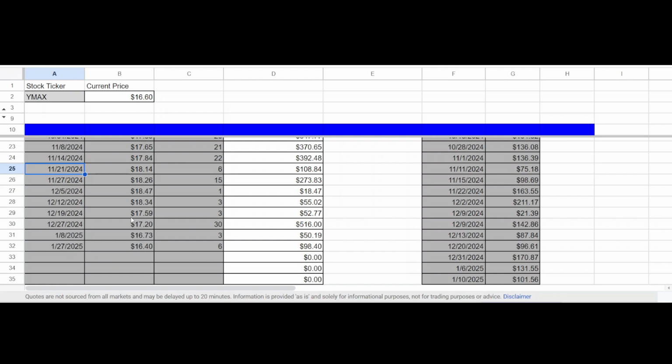Now, a lot of these, as you can see, it looks like about every single week I was buying. And that's because that's exactly what I was doing. I was buying right there on X date.